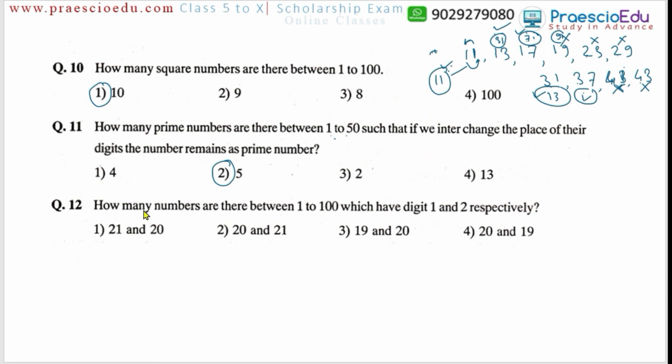Now, how many numbers are there between 1 to 100 which have digit 1 and 2 respectively? How many do we know for the digit 1? For the digit 1 there are 21. So 21 are there, but what we have asked is between 1 to 100, how many. So we know there are 21 for 1, and for 2 there are 20. So the answer is 21 and 20, which means option number 1 is the correct one.